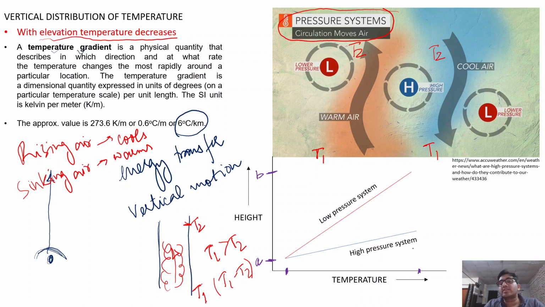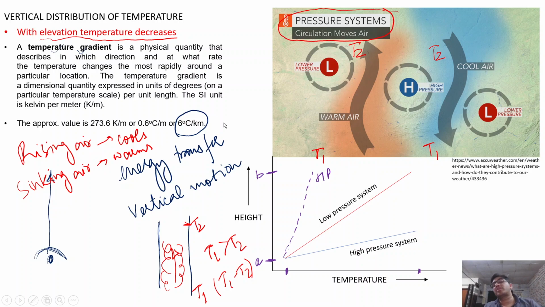Okay, so we can see here that for the low pressure system, the difference between the temperature is quite high, while for the high pressure system this plot will be this way. For the high pressure system, because in this case, for the same height, the difference in temperature will be low, so it will be a less steep plot, and for low pressure system it is more steep. Okay, all right, let us move ahead now.